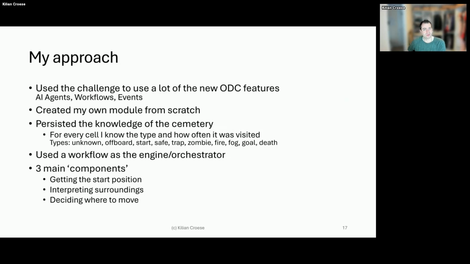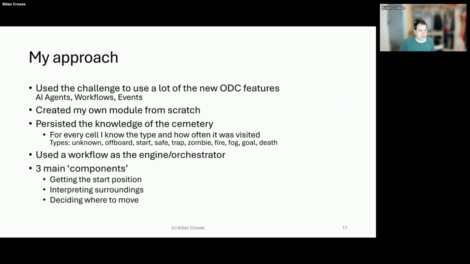I think one of the most important things that I wanted to do was to actually persist the knowledge of the cemetery. So for every cell while exploring the cemetery, I wanted to store the type of cell. So was this something I haven't seen before? Would it be off board? So would I fall off the cemetery board if I were to move there? Was it my starting position? Was it a safe cell? Was it either a trap, a zombie, or fire? Would it maybe be foggy? Or was it the goal? Or maybe did I die here? Then I know for certain as well that it was not a safe cell.